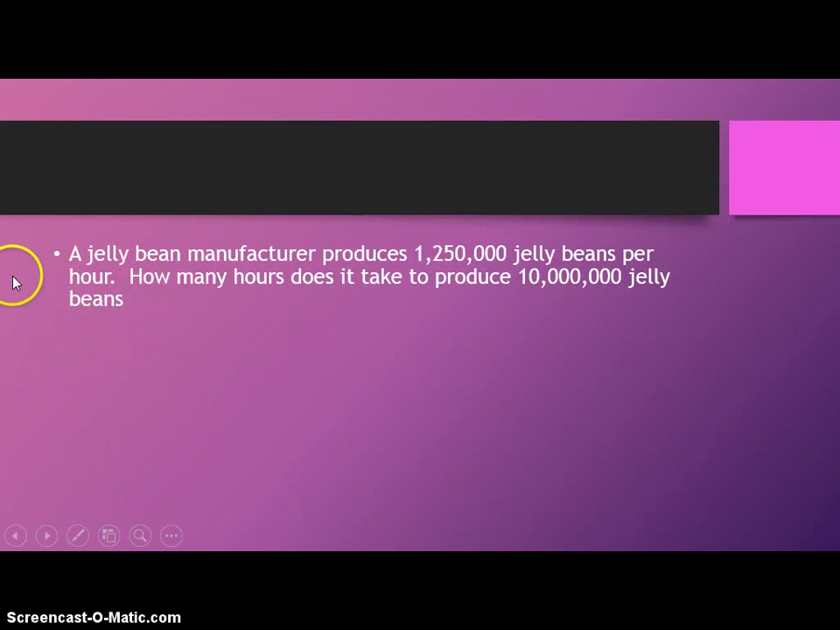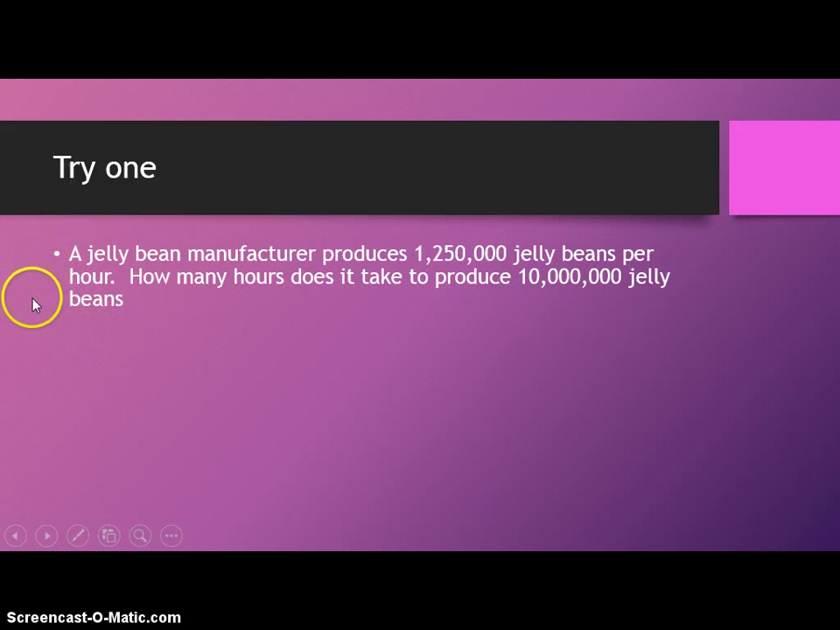I'd like you to try this one, please. A jelly bean manufacturer produces 1,250,000 jelly beans per hour. That's a lot of jelly beans. How many hours does it take to produce 10 million jelly beans? So I want you to try this one. Pause it, and you'll turn this in.